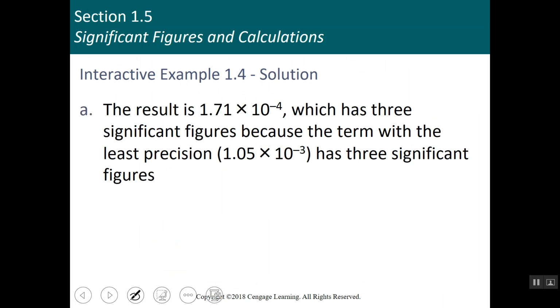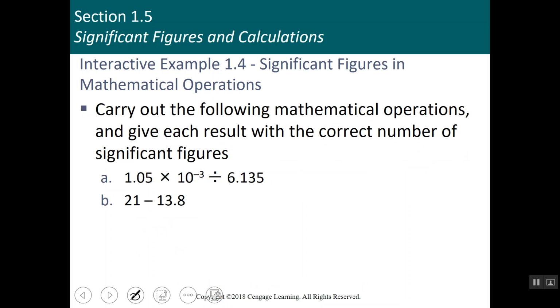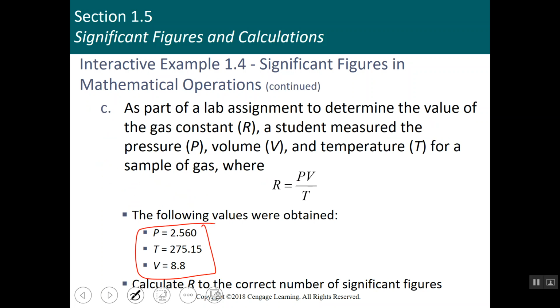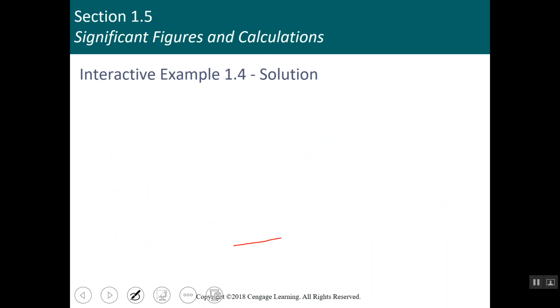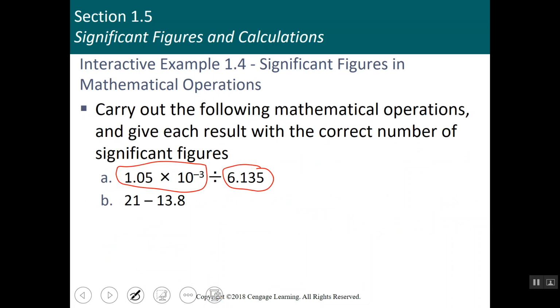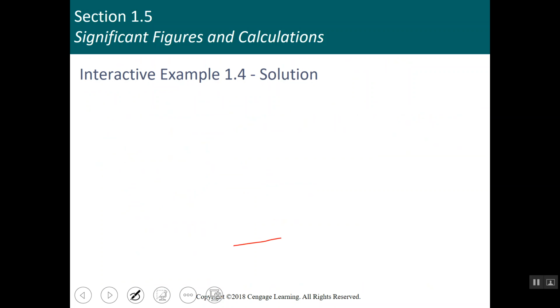And so when you walk through A, you get this result. That result will have 3 significant figures because the term with the least precision has 3 significant figures. So here, that one has 3 significant figures, that one has 4, so our answer should only have 3. On this one, the result is 7 with no decimal point because the number with the least number of decimal places has none. So go back here. You calculated that out. And this has no decimal places. This has 1, so your answer should be rounded so you have no decimal places.